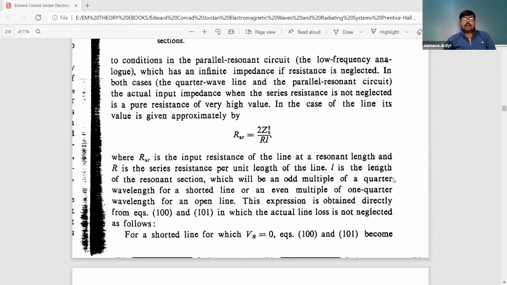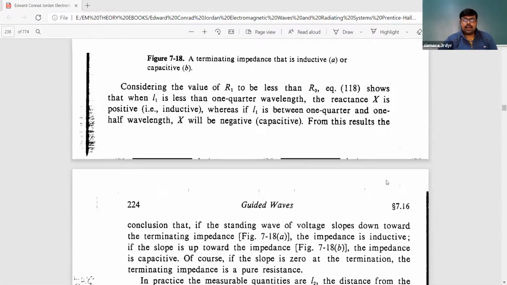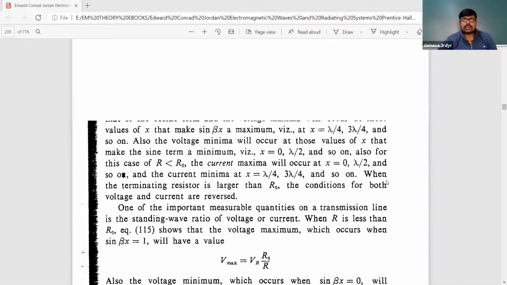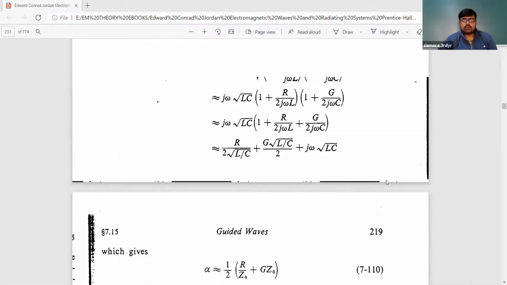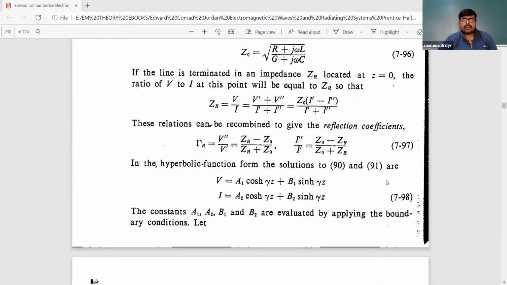This expression is obtained directly from equations 100 and 101, in which the actual line loss is not neglected. So for equations 100 and 101, when we go deeper, we have to refer to certain different equations we have mentioned. So again, I have to refer to the equations, and if you see the book, the notations we have already defined.